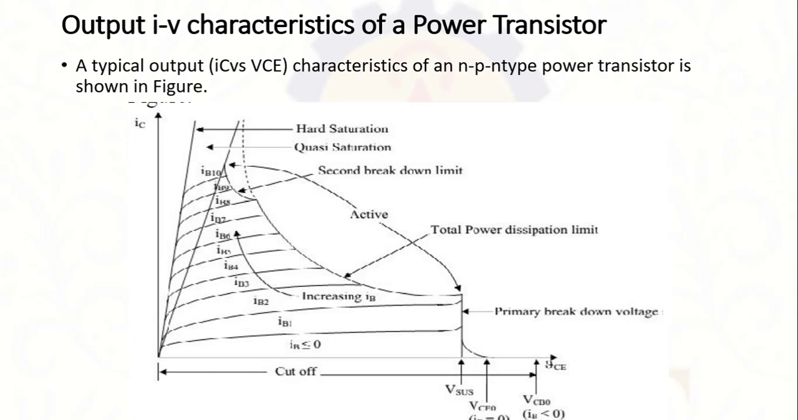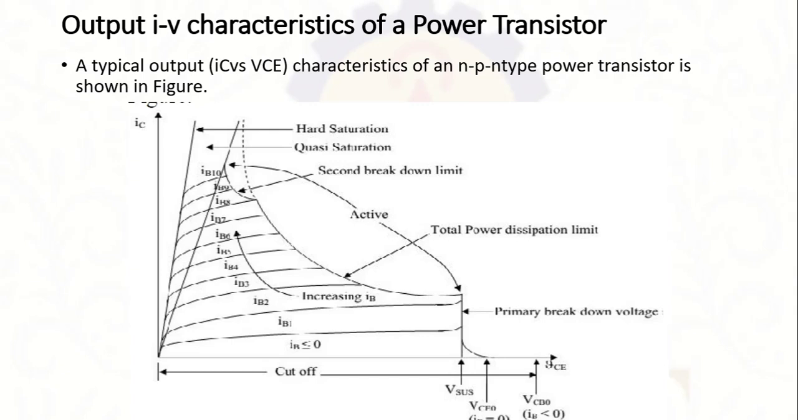Okay, so in the quasi-saturation region, normally what happens in the saturation region, both the junctions are forward biased. Both the base-emitter junction is forward biased and the collector-base junction is also forward biased. But due to the presence of the drift region, there will be some minority charge carriers which will restrict that forward biased situation, or that will restrict the actual saturation. Okay, so that is what happens in the quasi-saturation region.